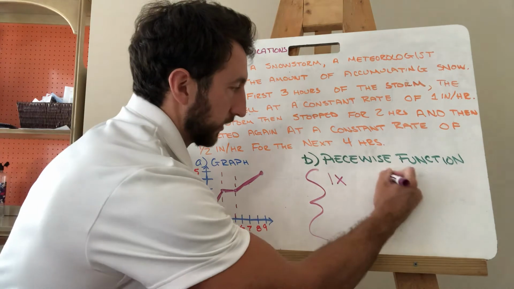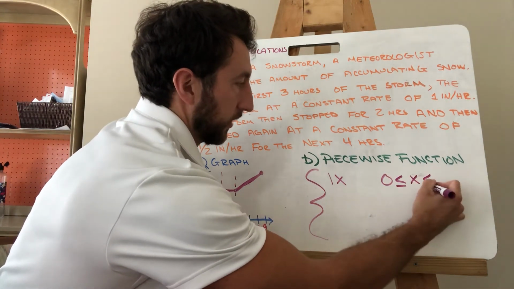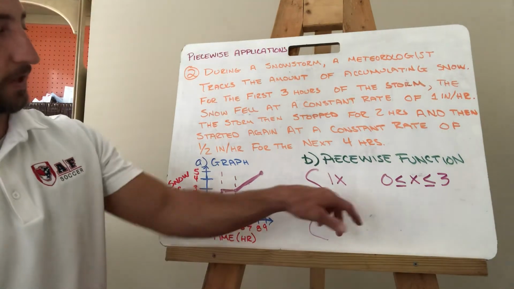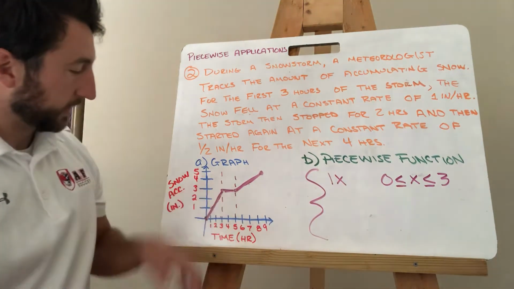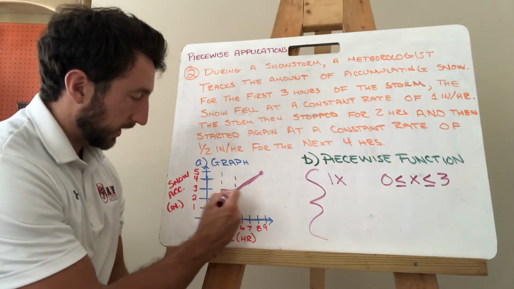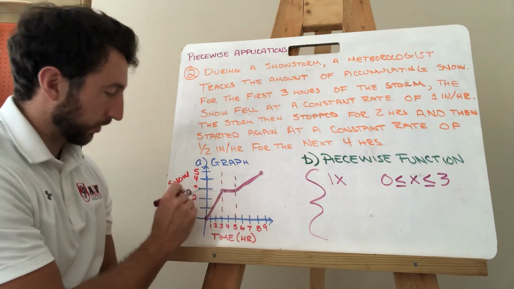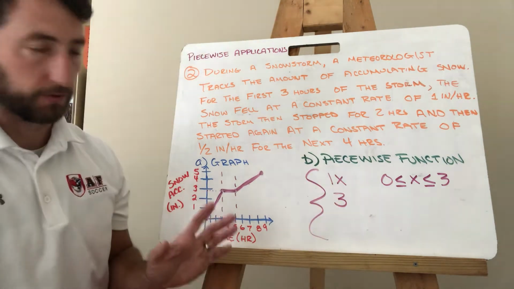And our domain is from 0 less than or equal to x less than or equal to 3. So at 3 hours, I should have 3 inches of snow accumulated. Then here, I'm sticking right there at that 3. If I drew it across, that should be 3. So the next part is just 3.